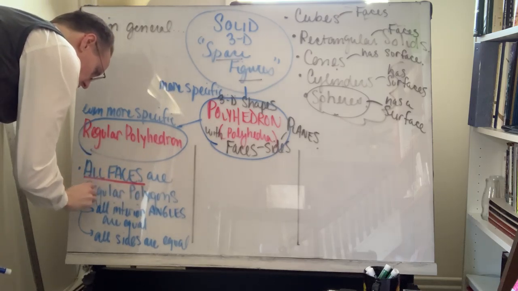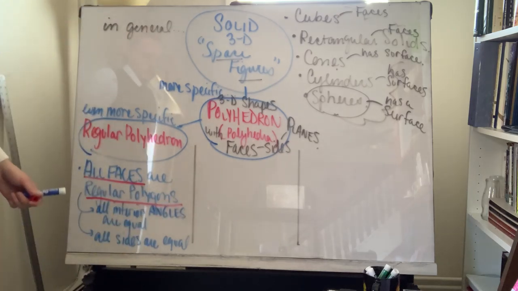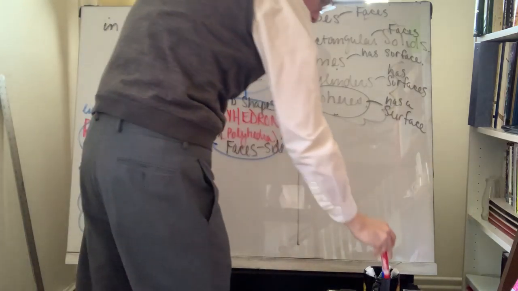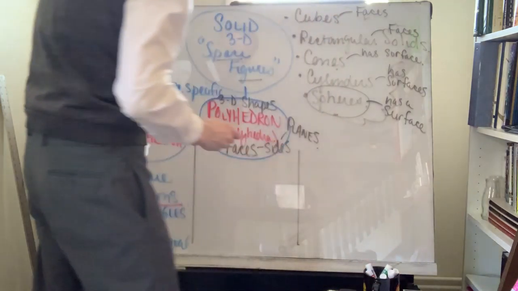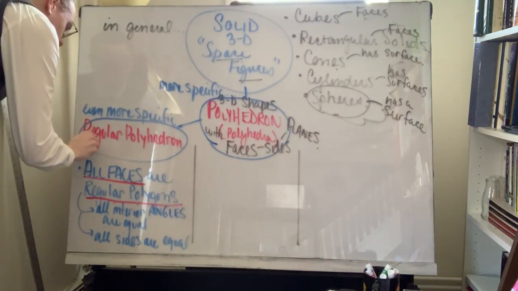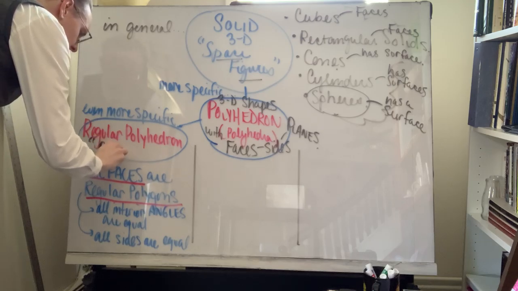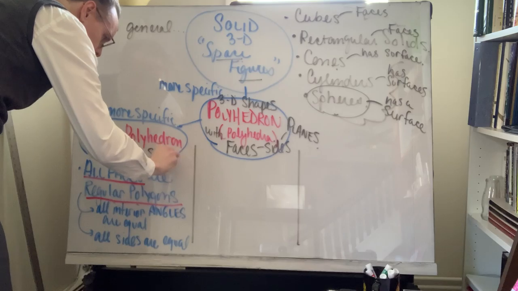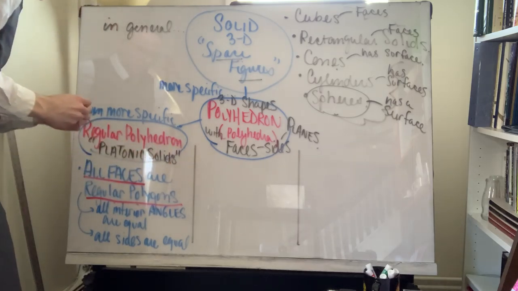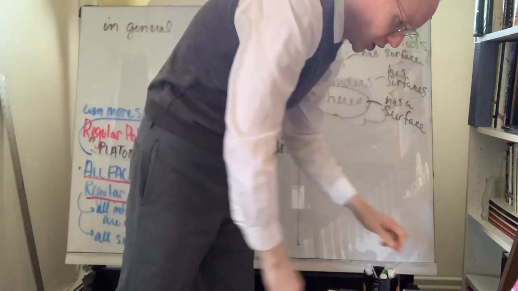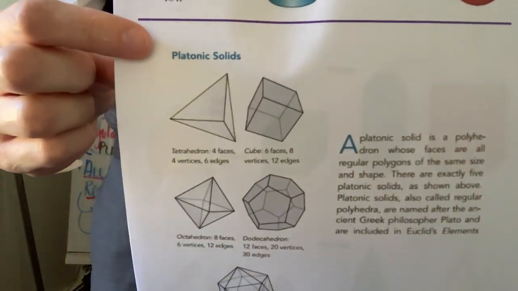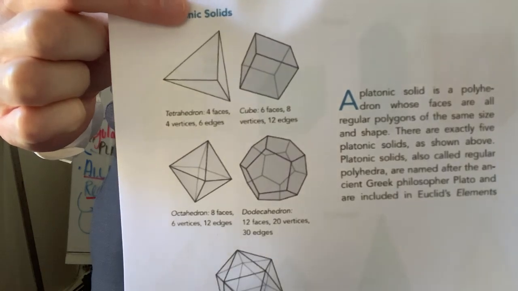Polyhedrons, all faces are regular polygons. Okay, there's another term for this, and I'll fit it in here. They call these platonic solids. And rather than just turn on my projector, I'll just flash these here. There are exactly 5 platonic solids.